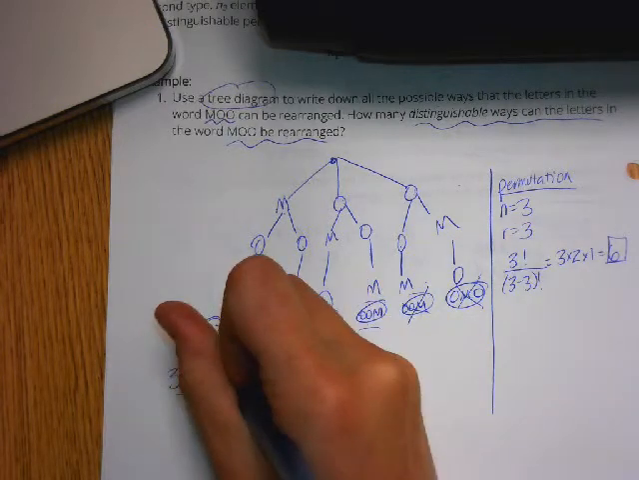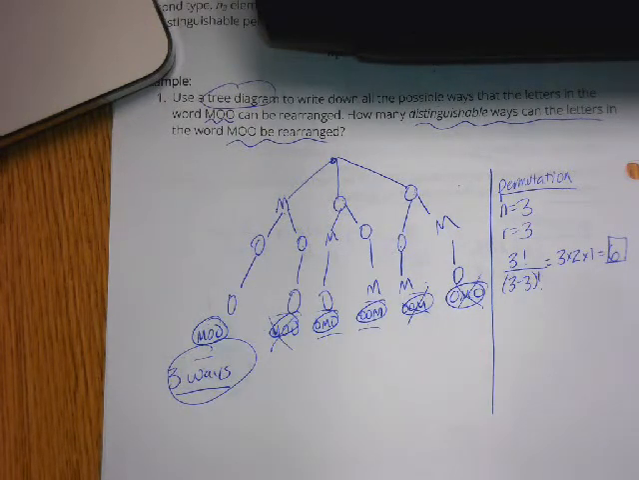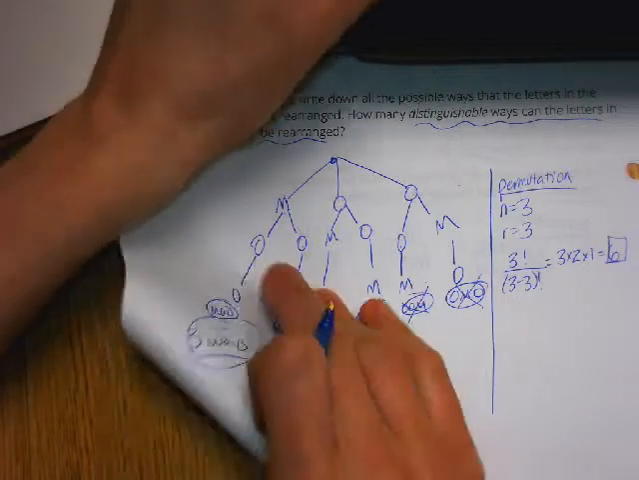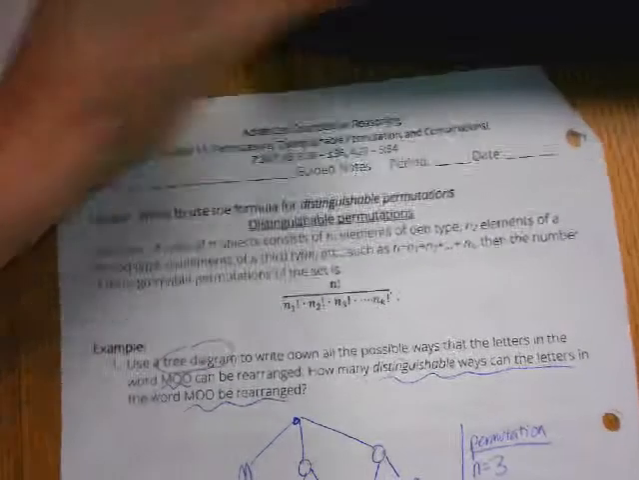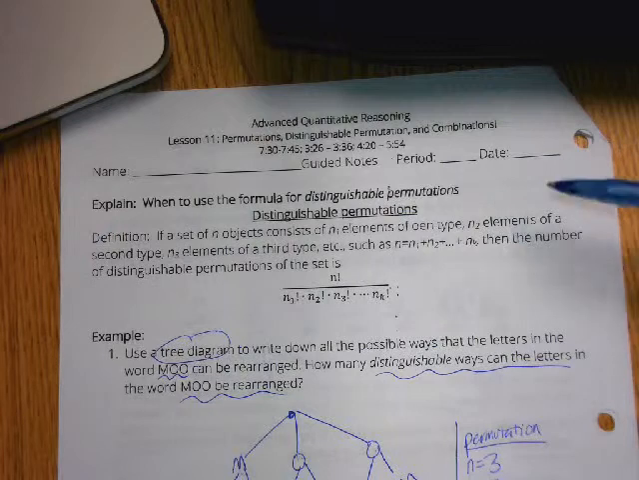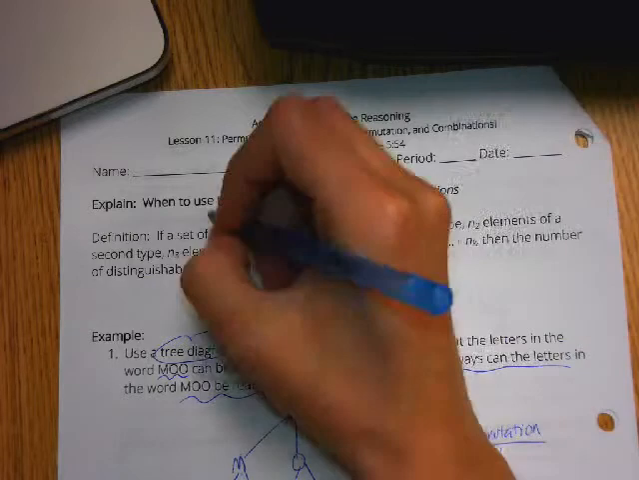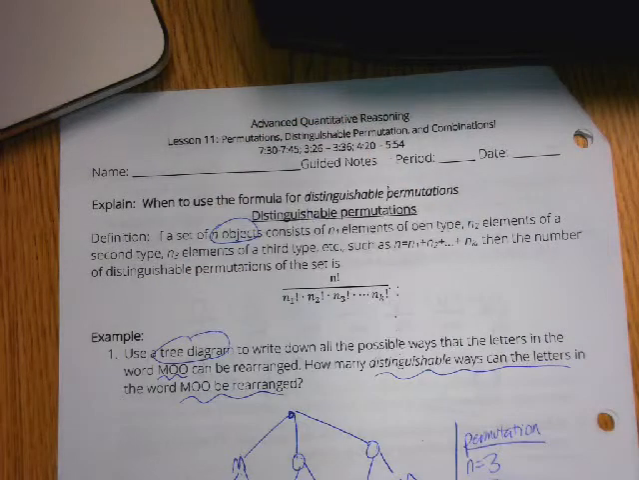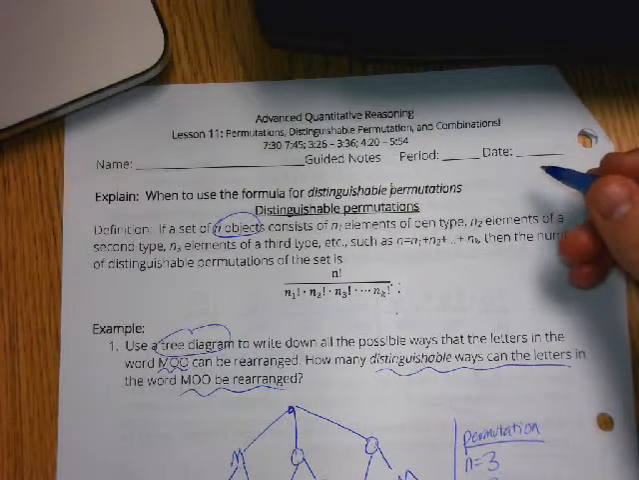It was only 3. So how can I get this number with a formula? Well, this is how. This is a way that you can get the total number of distinguishable permutations. So here we have N objects that are broken down into different types of objects.